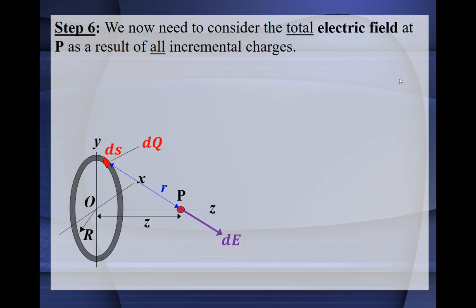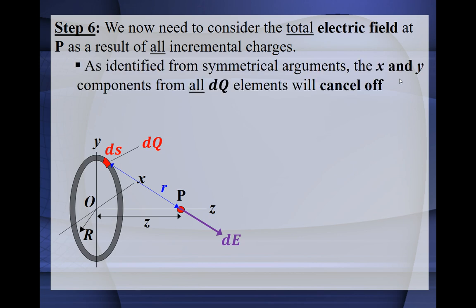Step 6, well, that's only the electric field for a single differential charge element. If we want the electric field at point P due to the entire ring, we're going to have to put all of our differential charge elements together. Now, as we identified back from the first step, the only part of the electric field that matters is the z component, because when you put all the differential charge elements together, at the end of the day, all the x and the y components are going to cancel off.